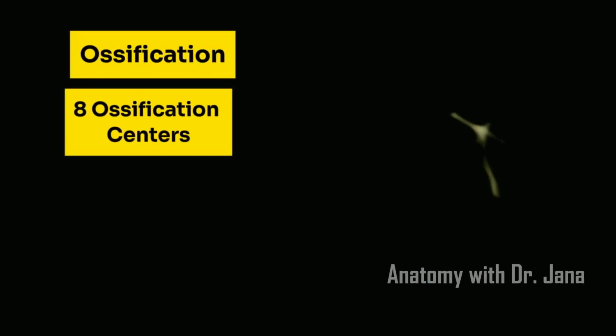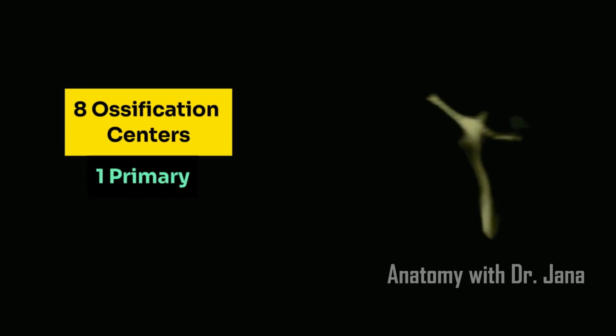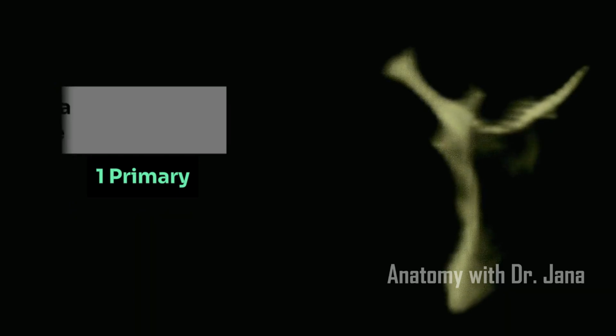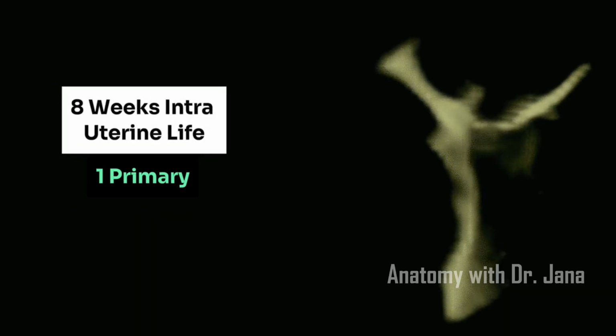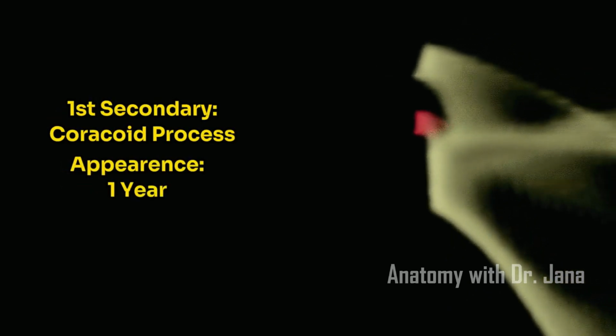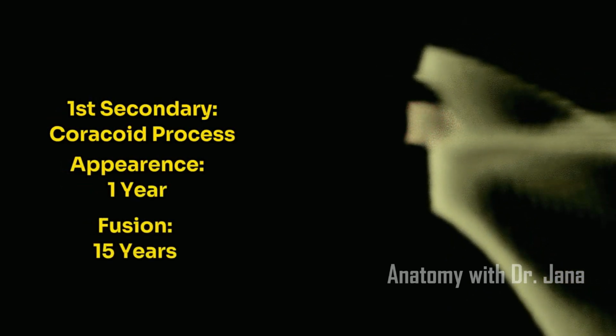Coming to ossification, the scapula ossifies through 8 centers, of which 1 is a primary center and 7 are secondary centers. The first primary center occurs at the age of 8 weeks of intrauterine life. The first center for the coracoid process occurs at the age of 1 year, which leaves us with the primary center at the age of 15 years.